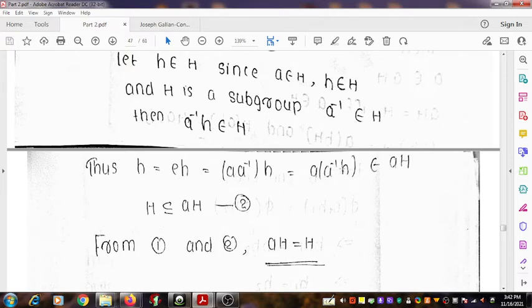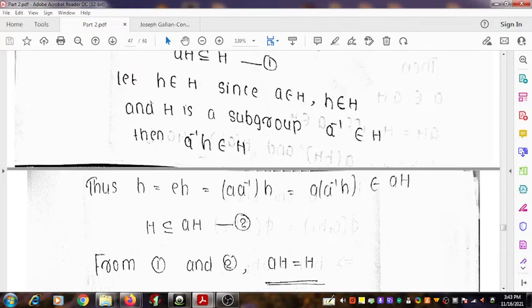Thus we get that this is an element of H. And A, you can think that A is an element taken from G. You can think about A only like that. So A is an element taken from G, but A inverse H is an element of H. So A into A inverse H is an element of H. Thus H is an element of AH.